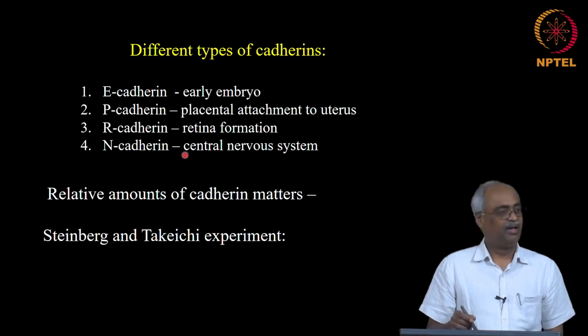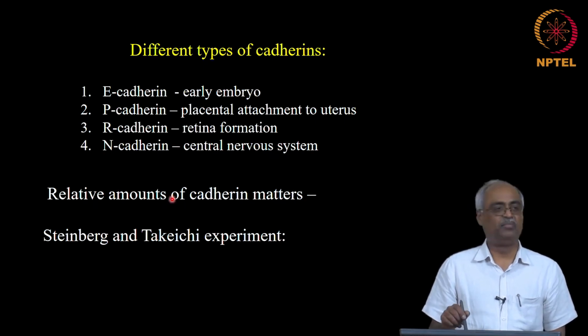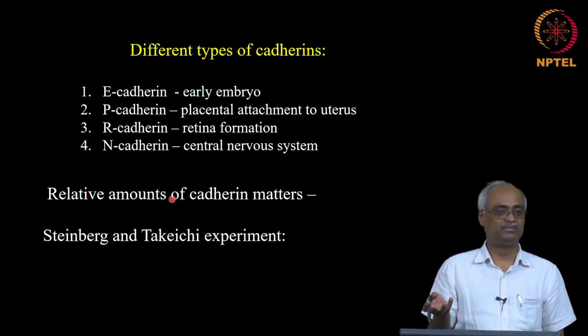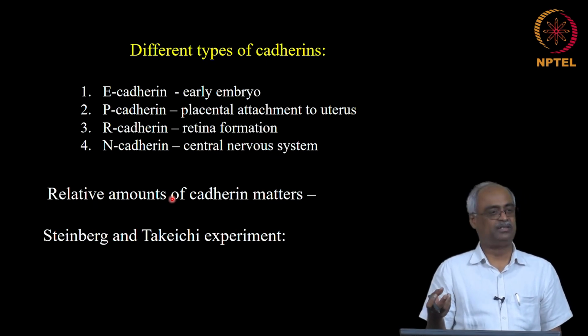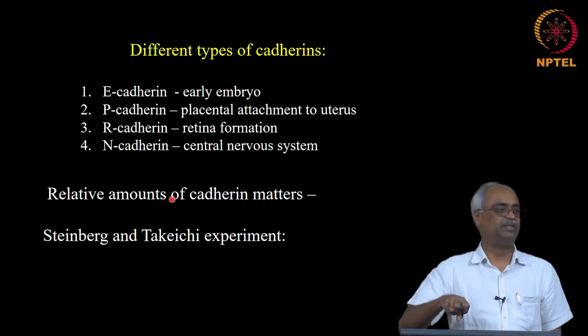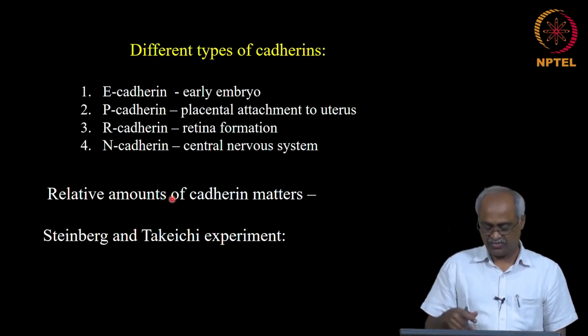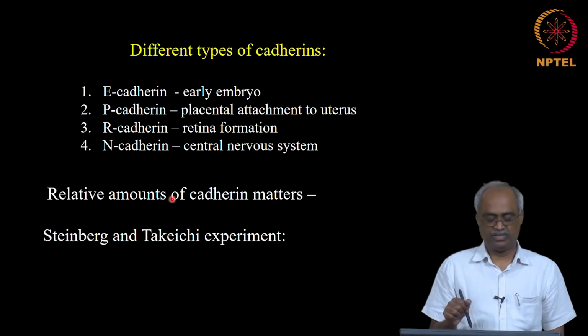Okay. And the relative amounts of cadherin matters. Okay, I will give the punchline right here. The different surface tensions are primarily based on the amount of cadherin on the cell membrane. More cadherin, then higher the surface tension, therefore more central location in the embryo. Okay. So, that is what we are going to see from the subsequent experiments here.